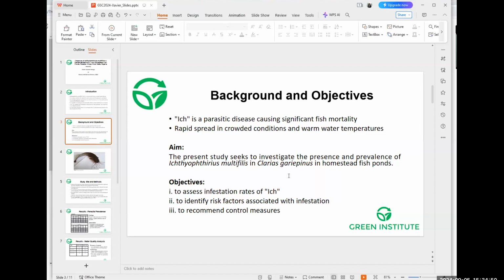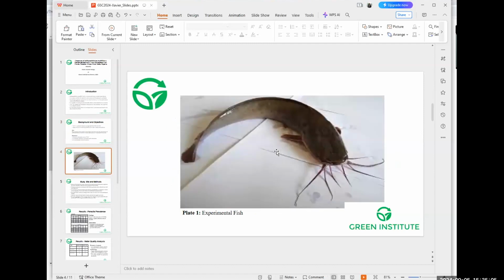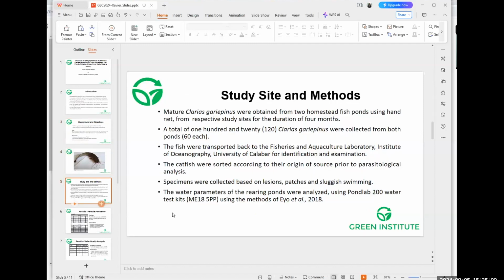The aim of this research: the present study seeks to investigate the presence and prevalence of Ichthyophthirius multifiliis in Clarias gariepinus in homestead fish ponds, to identify key risk factors associated with infestation and to recommend control measures. This is the experimental fish, study site and methods.